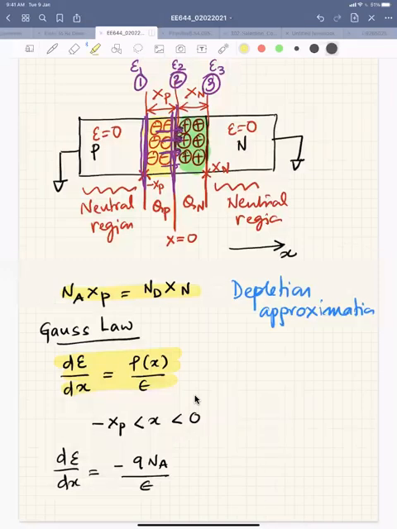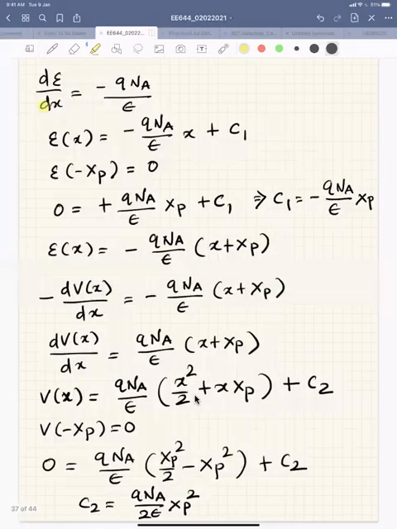Between minus xp and 0, I have a region with negatively charged acceptor ions. If I solve Gauss law in this region, dE/dx will be minus q Na divided by epsilon, where q Na is the volume charge density per centimeter cube. If you solve this, the electric field is minus q Na by epsilon times x plus a constant c1. This is a derivative, so you have to integrate it.